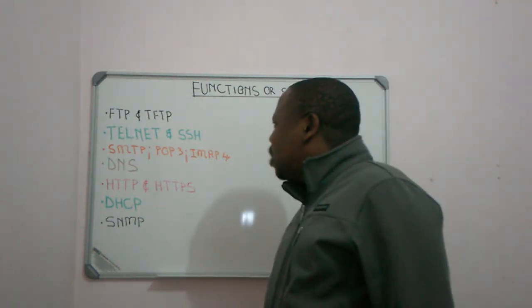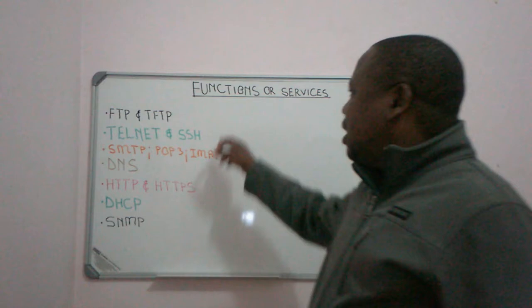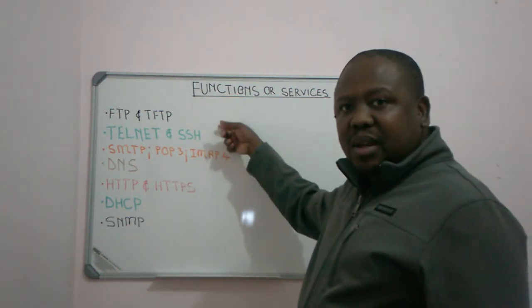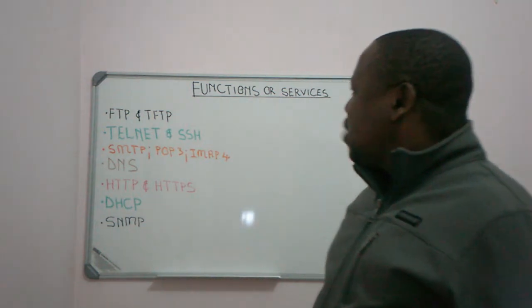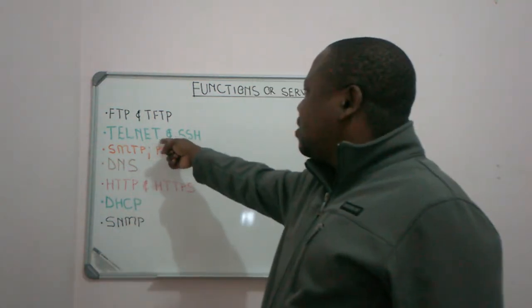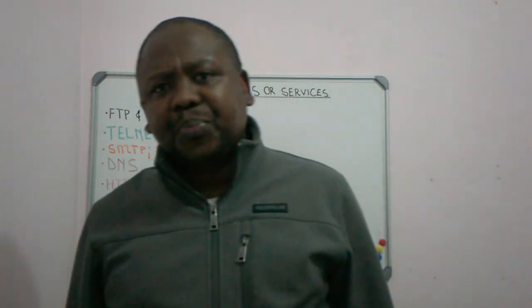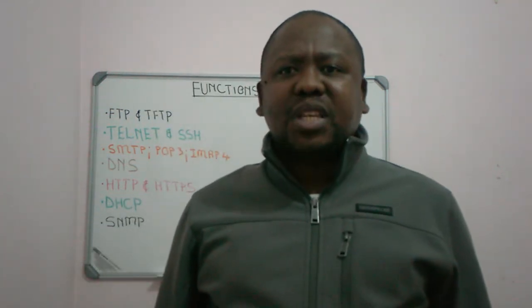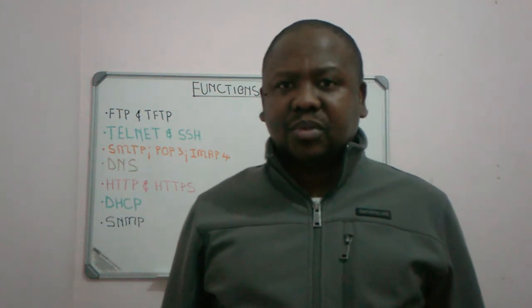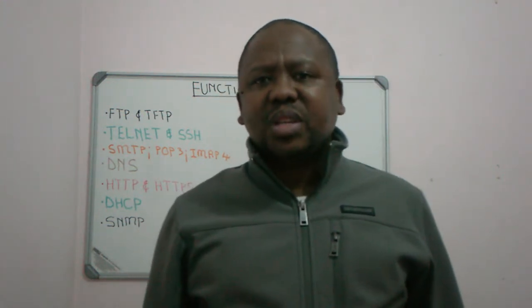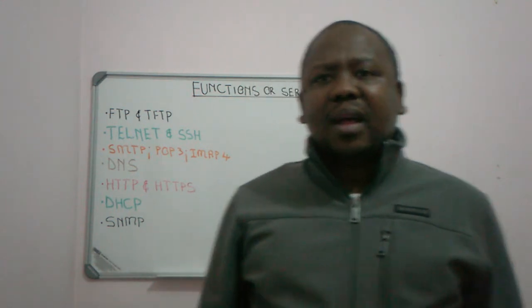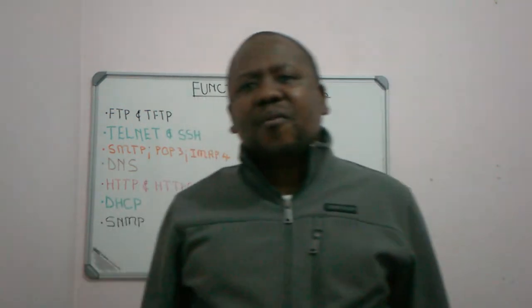Secondly, we'll go to our remote login applications. We have Telnet, which stands for Telecommunication Network, and SSH, which stands for Secure Shell. SSH uses TCP port 22, and Telnet uses TCP port 23. They are both used for logging in remotely to devices like your switches and routers.